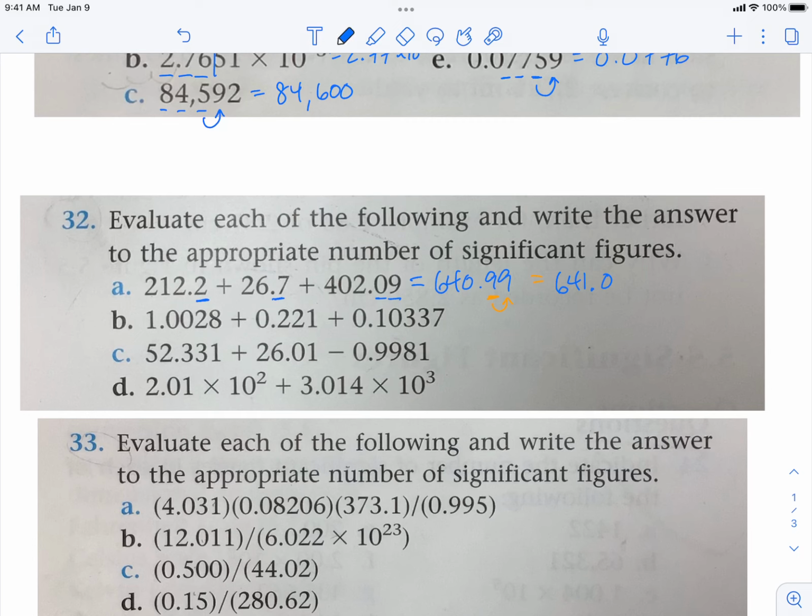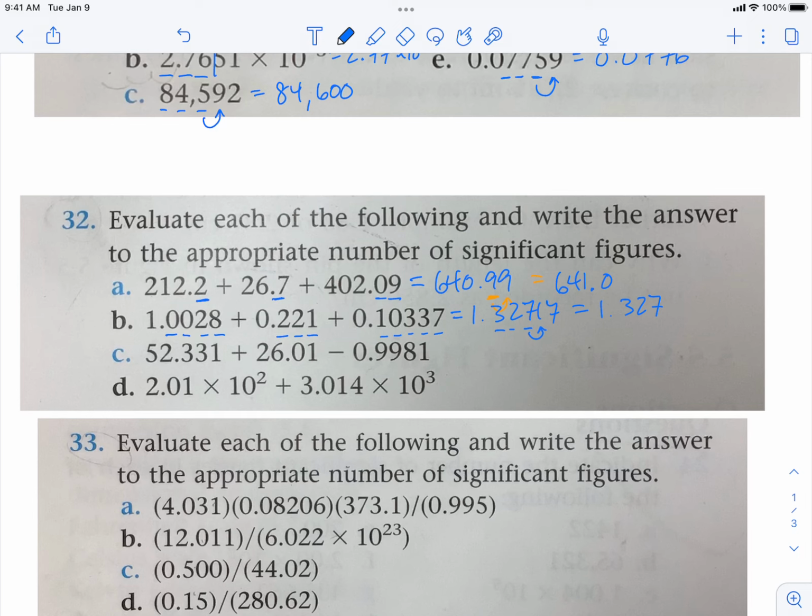1.0028 plus 0.221 plus 0.10337. My raw number from my calculator is 1.32717. We're going to go to our smallest number of decimal places. We have 4, 3, and we have 5. So 3 is our smallest value, 1, 2, 3. We're going to look next door to the 7 to see if we should round. So this becomes 1.327, and we're not going to round that 7 up because there's a 1 after it.